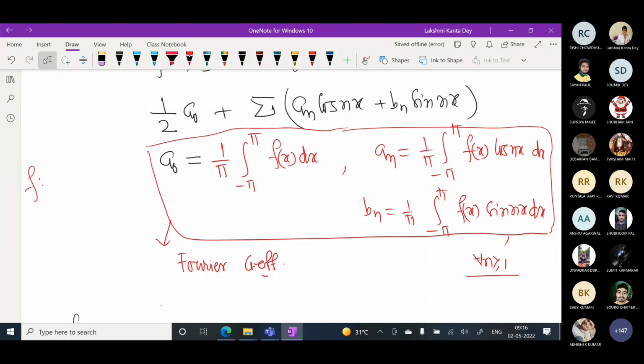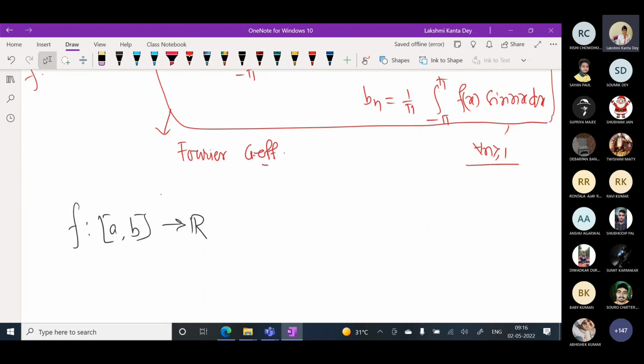Okay, sir. Now come to the piecewise continuous. Continuous, all of you know, continuous on an interval means it is continuous at each and every point of the domain of definition. But piecewise continuous, from the terminology, if we try to understand that, it may be discontinuous at finitely many points, only at finitely many points inside the domain of definition.